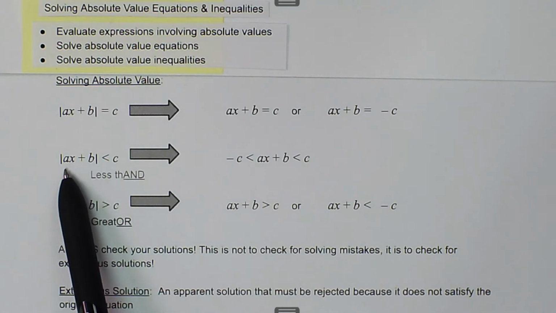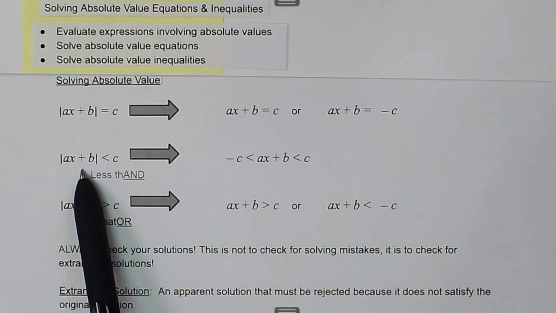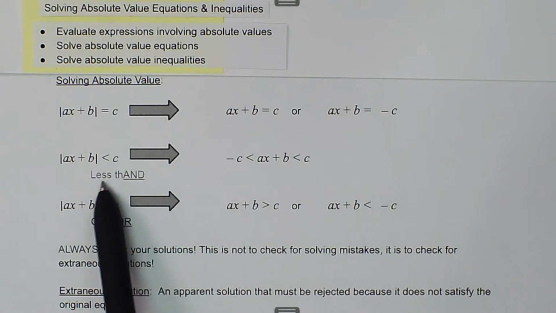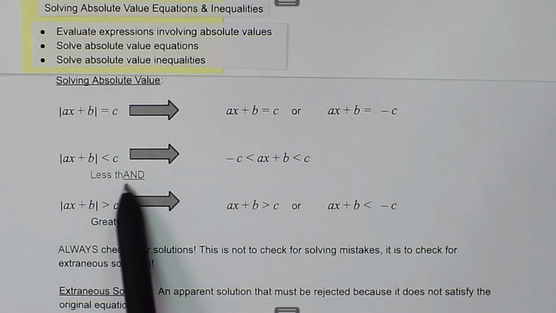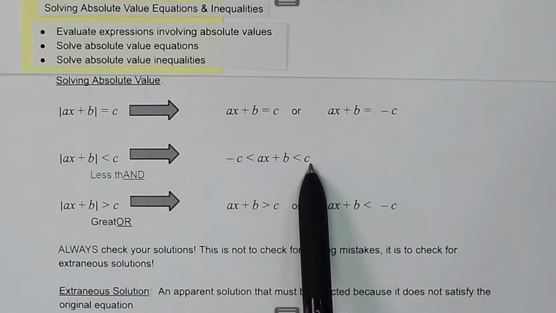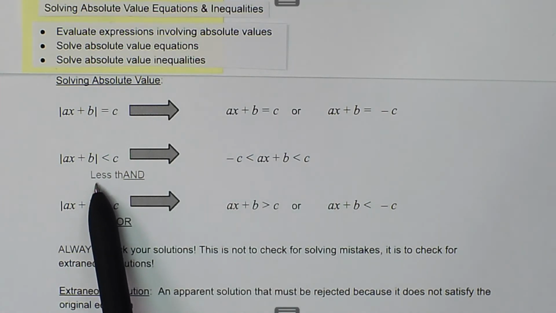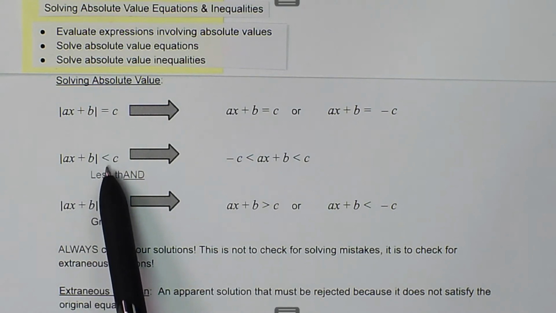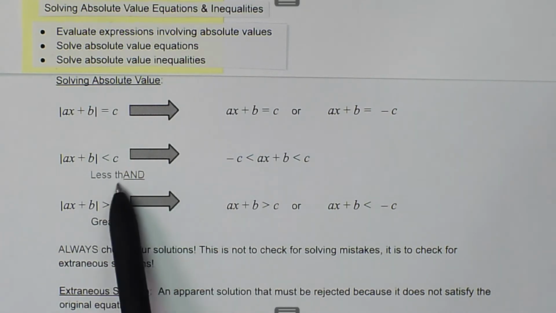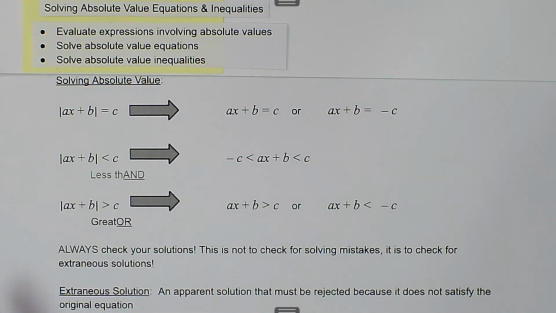If we have the absolute value of an equation is less than c, we have to remember then less than. So if this is less than this, that means it has to be between the negative c and the positive c. So we can say, as a reminder, absolute value is not less than, but less than, right? Less than, so that's the compound inequality.